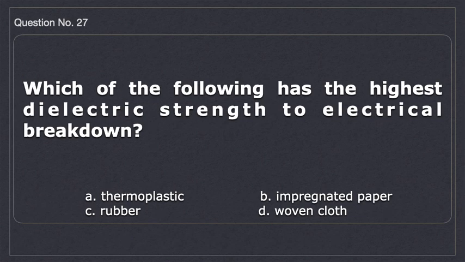Question number 27. Which of the following has the highest dielectric strength to electrical breakdown? A. Thermoplastic, B. Impregnated paper. C. Rubber, D. Woven cloth. Answer B. Impregnated paper.